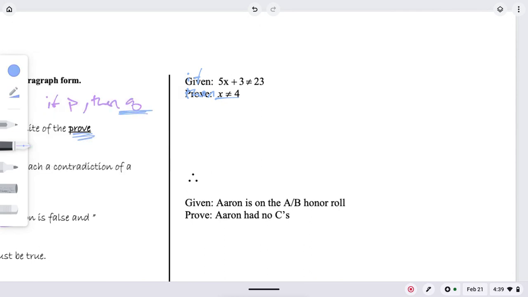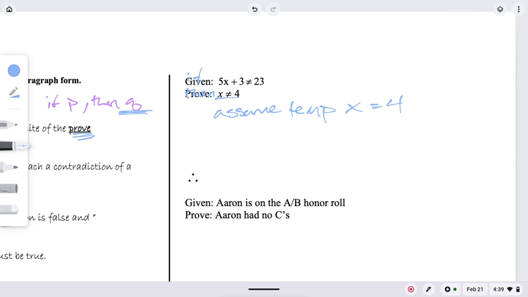Just changing colors here. So I'm trying to prove that x is not equal to 4. So I'm going to assume temporarily, so I need to write that, assume temporarily. I'll abbreviate it at least that much. But that x is equal to 4, because that's the opposite of what the proof actually says, right? What I'm trying to prove. So I assume that x equals 4. And then I try and prove how that contradicts the given, right?